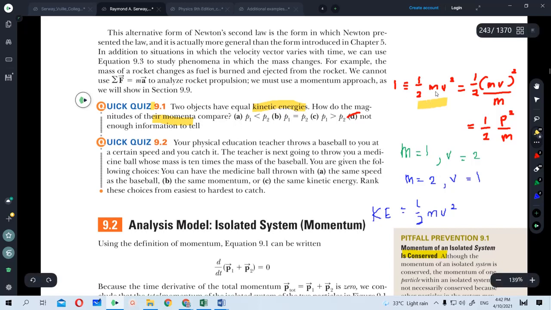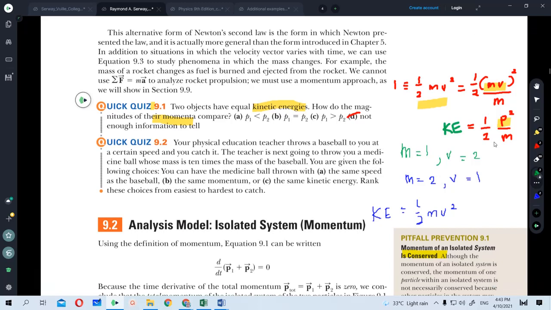Earlier, half m v squared is kinetic energy. So I am now making it m squared v squared divided by m, simplified, it's the same thing. The product of mass times v is equivalent to momentum. So kinetic energy is equivalent to 1/2 times momentum squared over the mass. So kinetic energy and momentum are somehow related: kinetic energy is p squared over 2m.